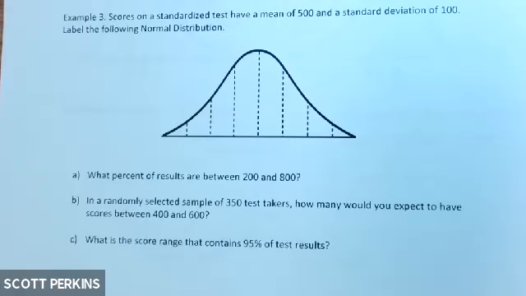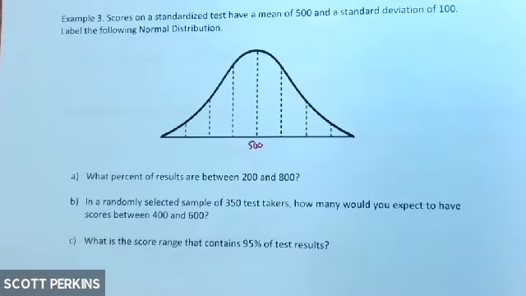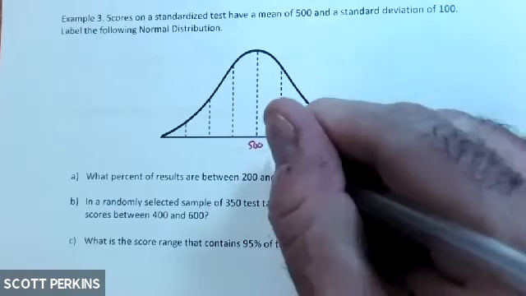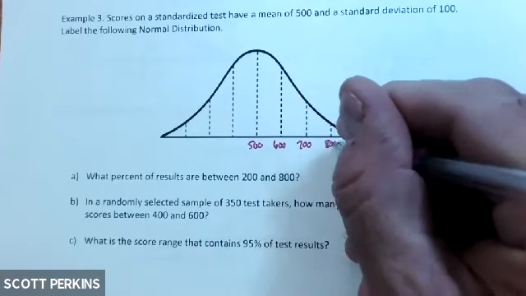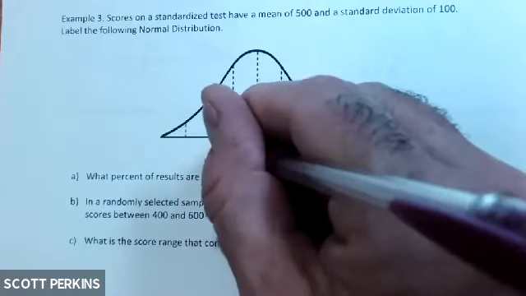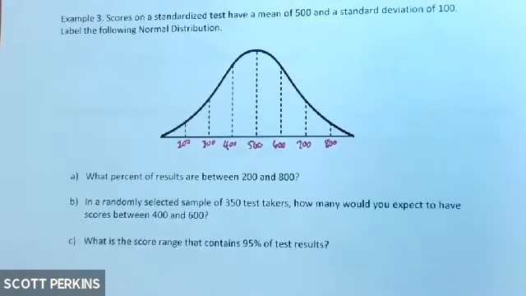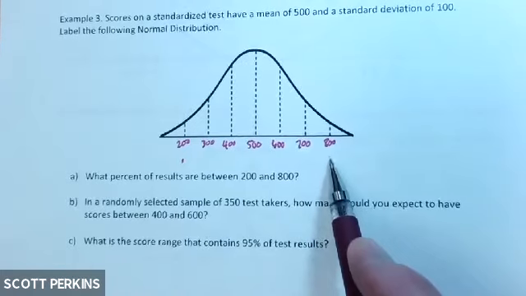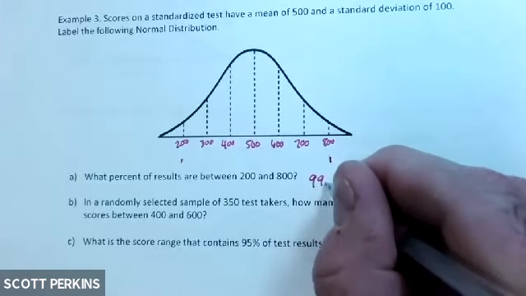All right, so I'm going to label my normal curve here. The mean of this test is 500, and then the standard deviation is 100. So this goes 600, and then 700, and then 800. And then backwards, you've got 400, and then 300, and then 200. So then what percent of the results are between 200 and 800? So 200 here is 3 below, 800 is 3 above. So that is the 99.7 from the empirical rule.